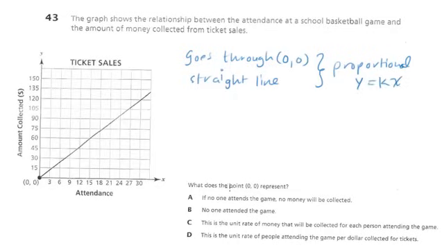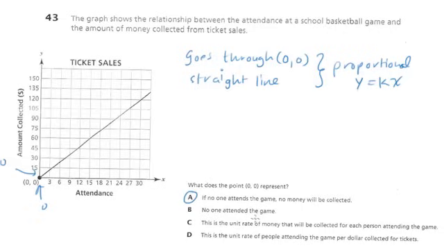Let's see if any of this is useful. What does the point 0, 0 represent? Okay, so let's see. If no one attends a game, no money will be collected. Well, that seems to make sense. At 0, 0, the attendance is 0, and also the amount collected is 0, so that makes sense. A is the answer.